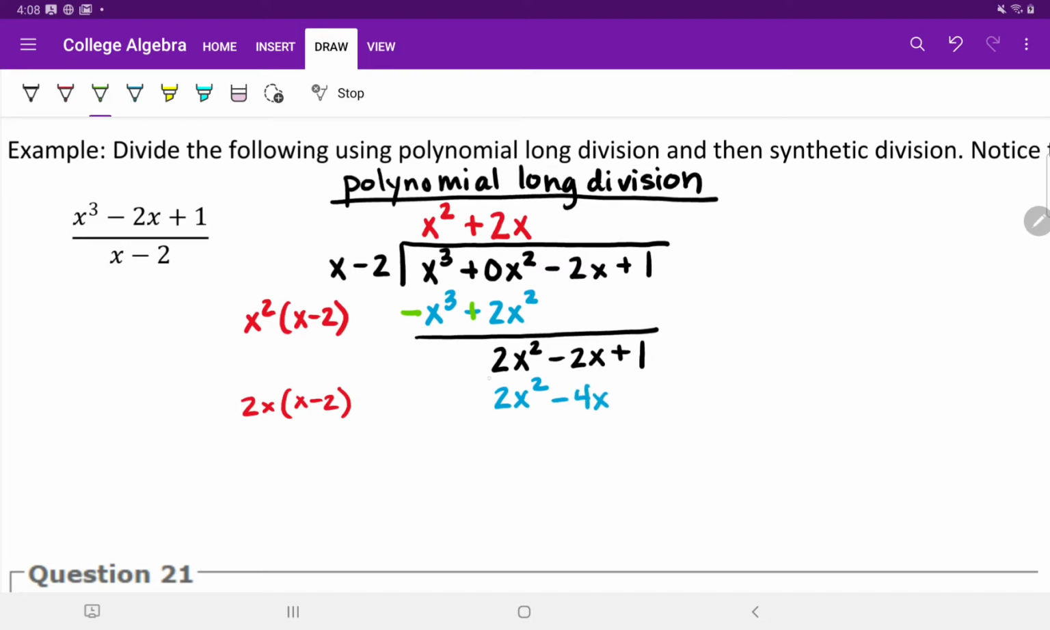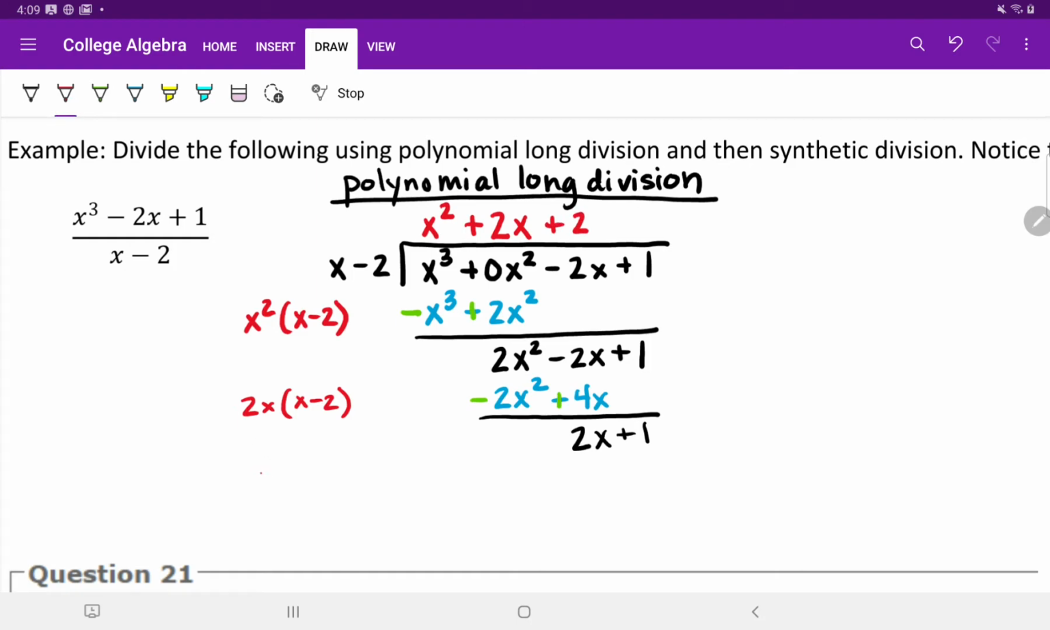But we're subtracting, so we have to flip both of our signs, and then we combine like terms for the next level. Negative 2x squared and positive 2x squared, these cancel each other out. Negative 2x and positive 4x add together to give us a positive 2x. And then we have a plus 1 that we carry down that doesn't combine with anything. Now we start over and we ask, what would I multiply by x to get 2x? And that would be positive 2.